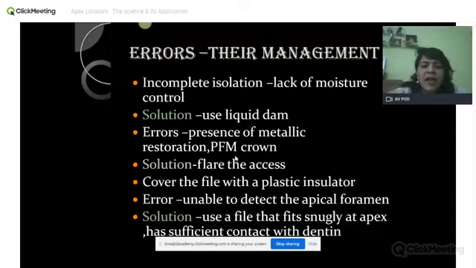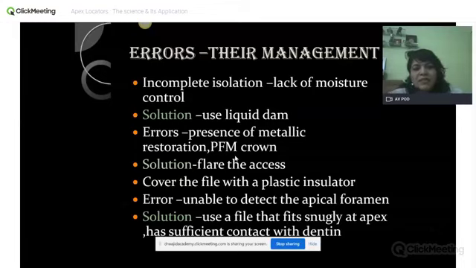Let us have a quick look at what are the possible errors that you can encounter while measuring the working length. Generally what happens is once you apply the rubber dam, you think you're sorted and you have complete isolation. But a closer look would show that there are some areas where there is improper inversion of the rubber dam, which could lead to leakage of saliva and hence improper isolation. Therefore, before beginning the process of determining working length, it is important to seal these areas using liquid dam.